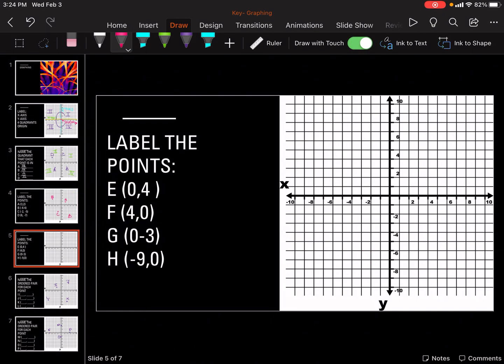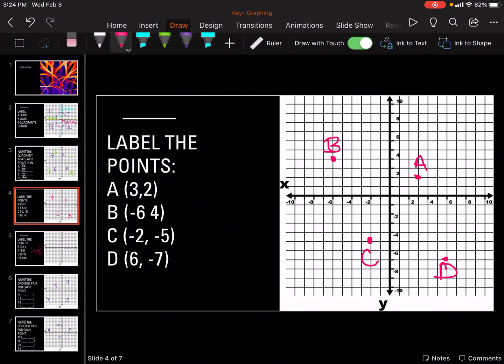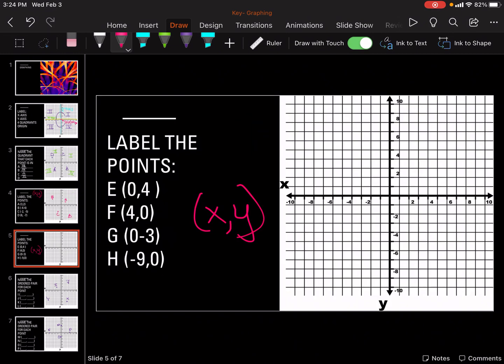Okay, remember we have to do our X, comma, Y. Your ordered pairs are always X, comma, Y. I'm gonna put that on this slide too. So we have 0, 4. So you are going 0 on the X and 4 on the Y. So that is going to be up here, and that's going to be E on the Y-axis. Okay, so X was 0, but it's on the Y-axis. Now 4, 0 is going to be over 4, and not up or down. So this is going to be F on the X-axis.